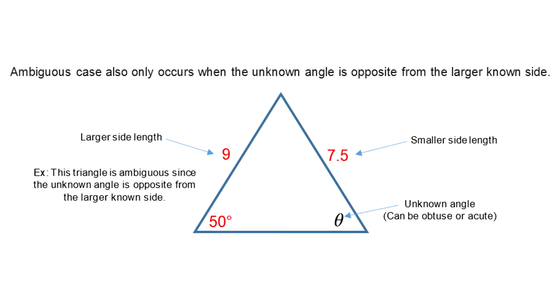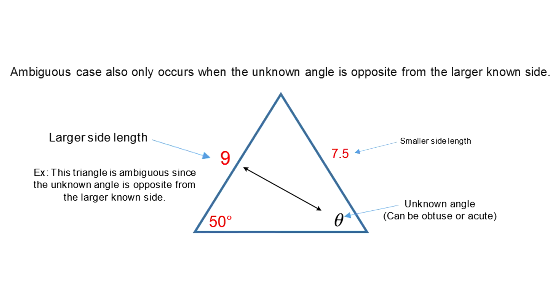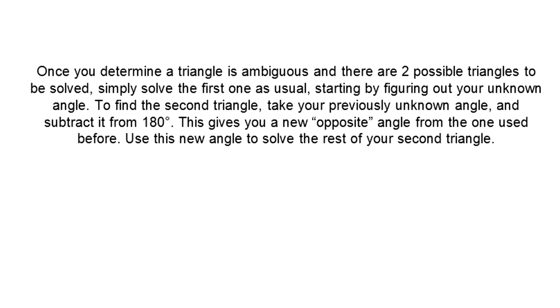Ambiguous case also only occurs when the unknown angle is opposite from the larger known side. So in this example, you can see the unknown angle is opposite to the largest known side here, which is 9.